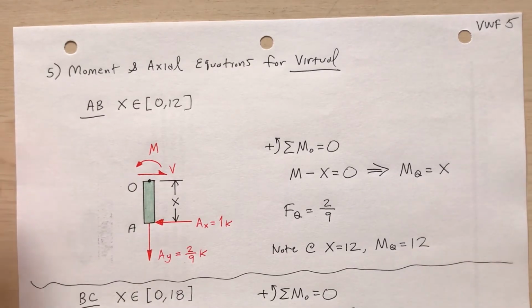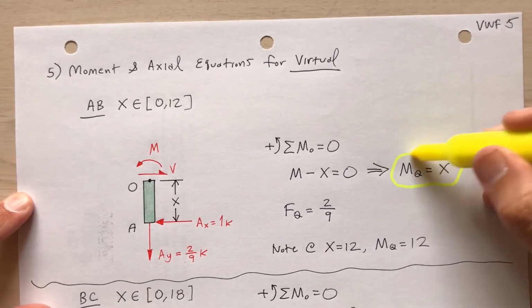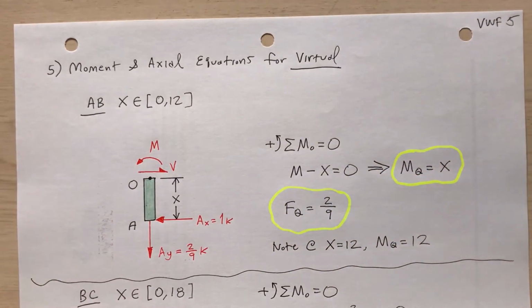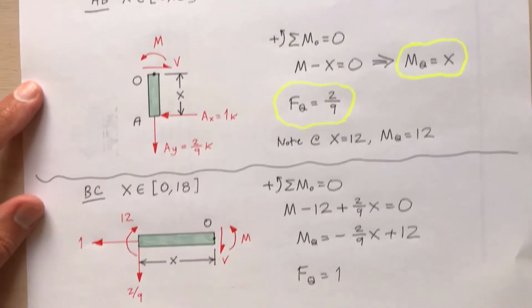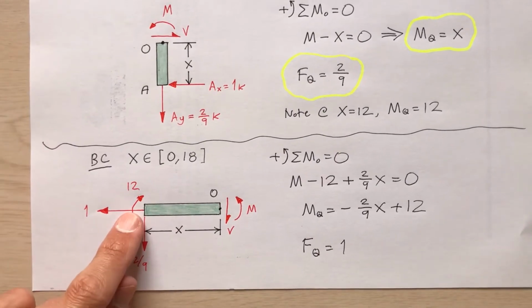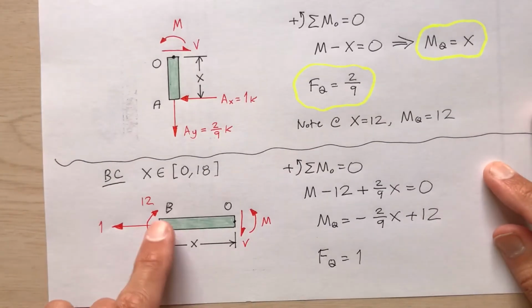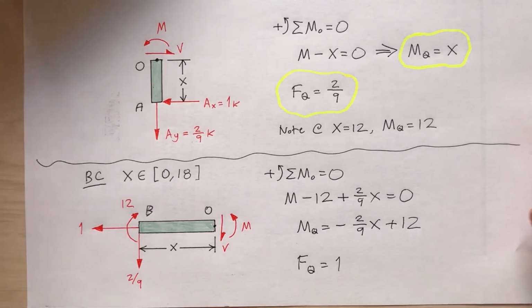Okay, I find that M sub Q, for virtual, is X. Axial load 2/9. Note that at the top of the column, at point B, X is 12, so M sub Q would be 12. Where it meets BC, see the 12 here? This is point B. I forgot to put it here, so I'll throw it on real fast. Point B right there. I've got that 12 coming in from AB.